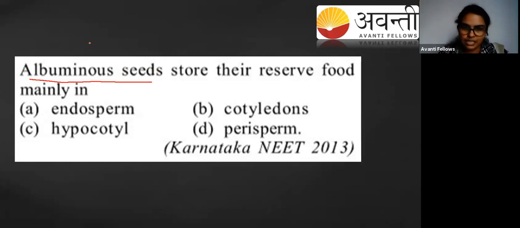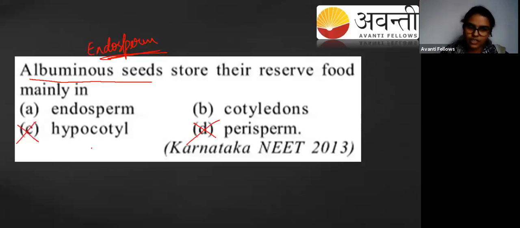We call it an albuminous seed when there is a remnant of endosperm. ठीक है, after embryogenesis and embryogeny अगर कुछ endosperm बच गया है, तो for those types of seeds we call them albuminous seeds. Okay, so albuminous seeds मतलब they store their reserve food where? Endosperm, cotyledons, hypocotyle, perisperm. See, perisperm is definitely out of the league because perisperm is the remnant of the nucellus.